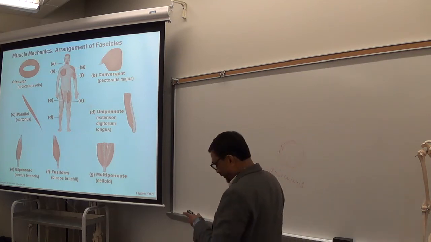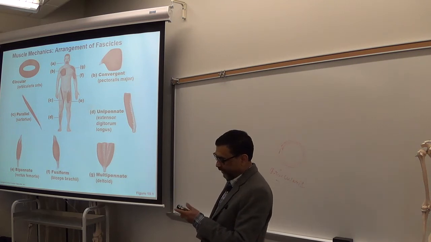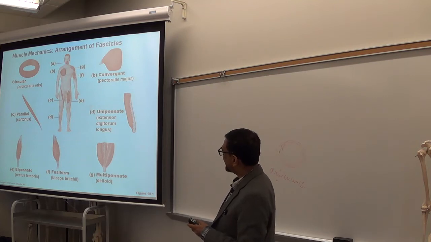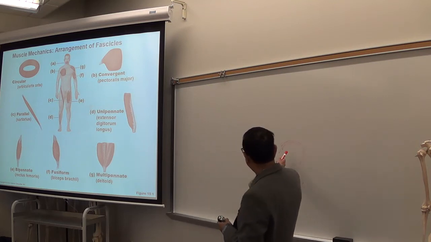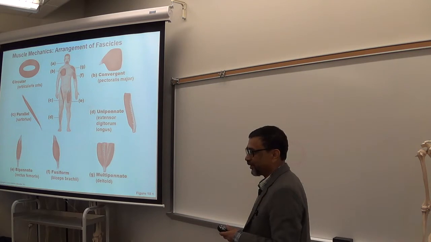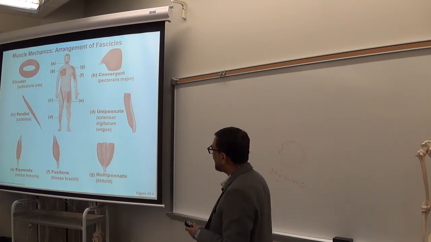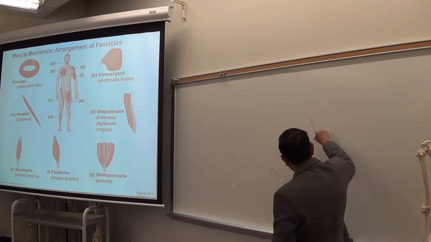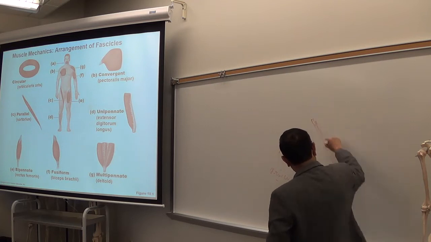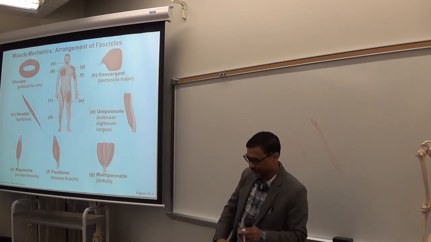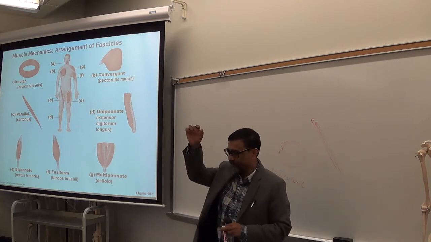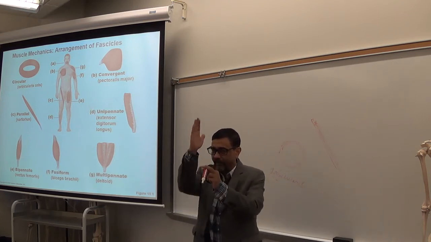Here you see different arrangements of the muscle fibers or fascicles. I have already mentioned the circular, top left you see orbicularis oris. Below that you see the muscle fibers are parallel like this. A good example is sartorius. Sartorius is a muscle like this here, and the fibers are going side by side, parallel to each other.